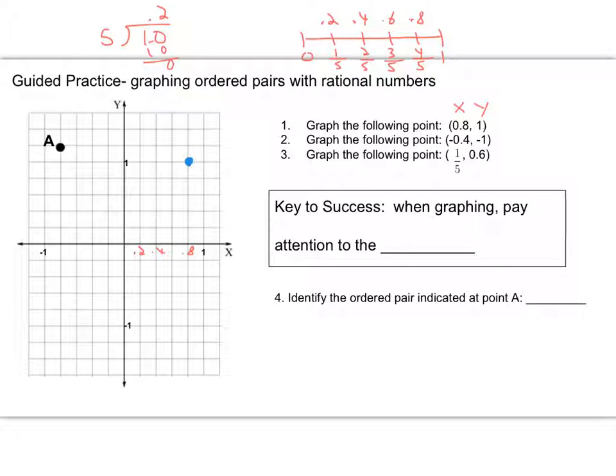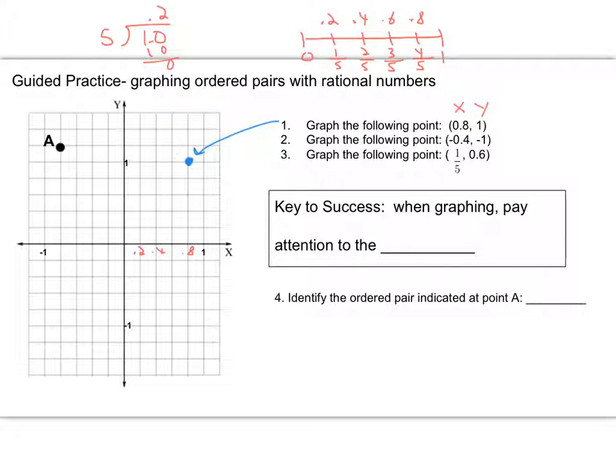And I'm going to draw a little arrow to that. All right, let's take a look at the second point. Negative 0.4, negative 1. Okay, so I start at the origin, and I need to find negative 0.4 on that axis. So that's going to be negative 0.2. That's going to be negative 0.4. And then my y-coordinate is a negative 1. So that's all the way down there.